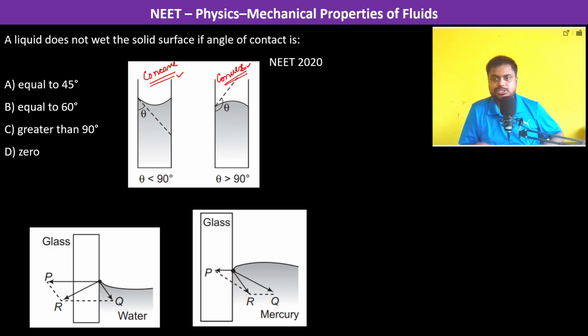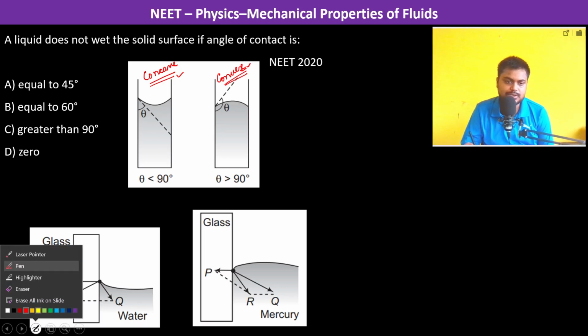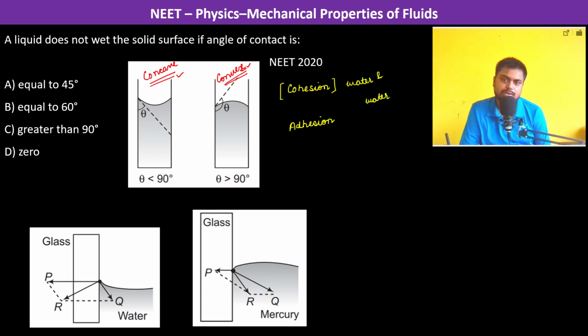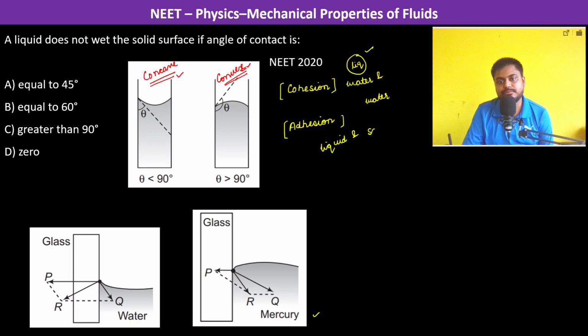Now there are two types of forces, which is cohesion and the second one is adhesion. So this cohesion force is basically, in this case, between water and water molecules. The adhesion is, or not water, liquid and liquid, because in the second case we are taking mercury, and the adhesion is between liquid and solid.